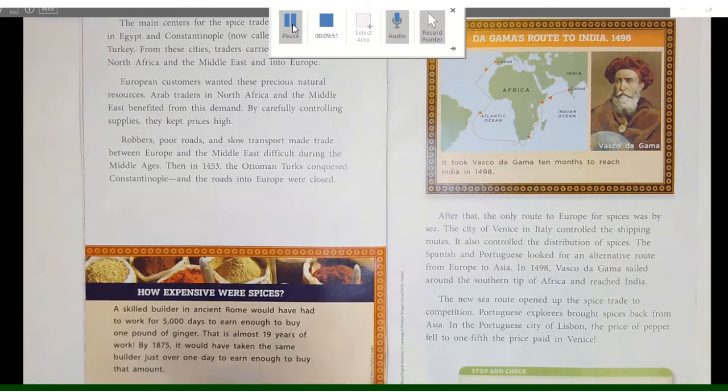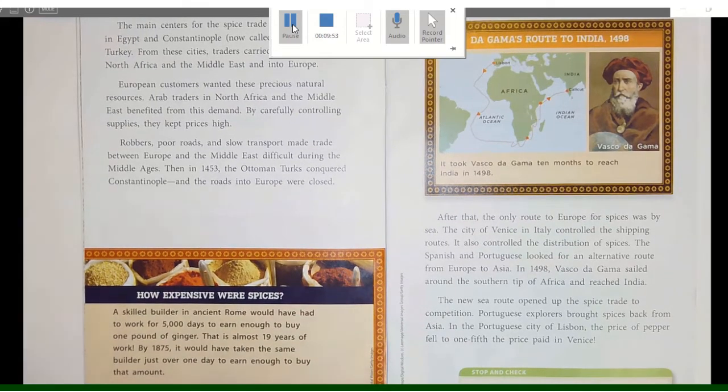Okay, let's read this excerpt here. How expensive were spices? A skilled builder in ancient Rome would have had to work for 5,000 days to earn enough to buy 1 pound of ginger. This is almost 19 years of work. And by 1875, it would have taken the same builder just over 1 day to earn enough to buy that amount. Go ahead and take notes, students.